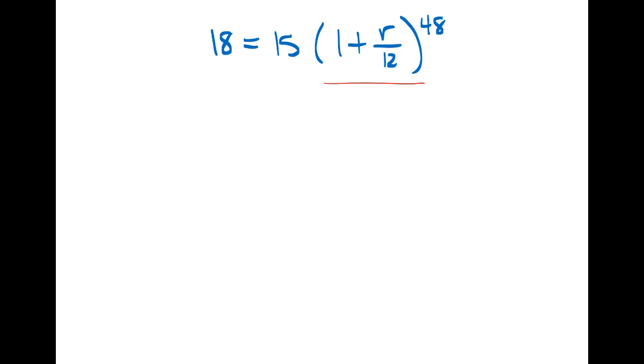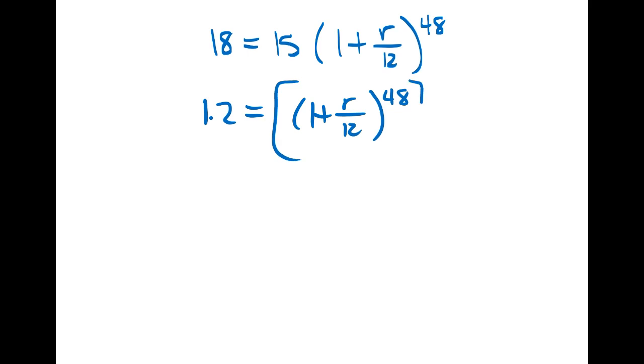So before I can get r out of the parentheses, and before I can apply the exponent, I first need to divide by 15. So dividing both sides by 15 gives me 1.2 on the left-hand side. And now I have 1 plus r over 12 raised to the power of 48. And I undo raising something to the power of 48 by raising it to the power of 1 over 48. And I have to do that to both sides. So both sides are raised to the power of 1 over 48.